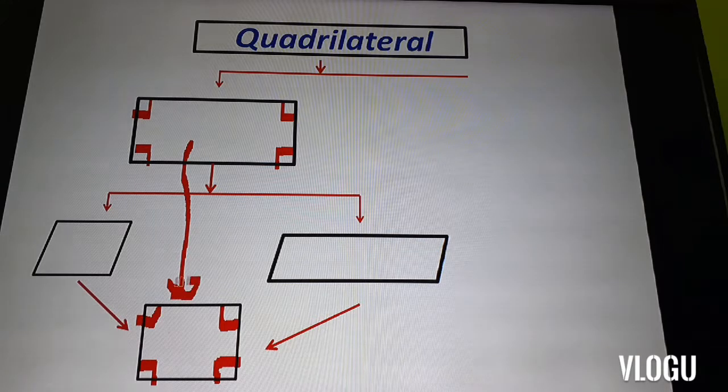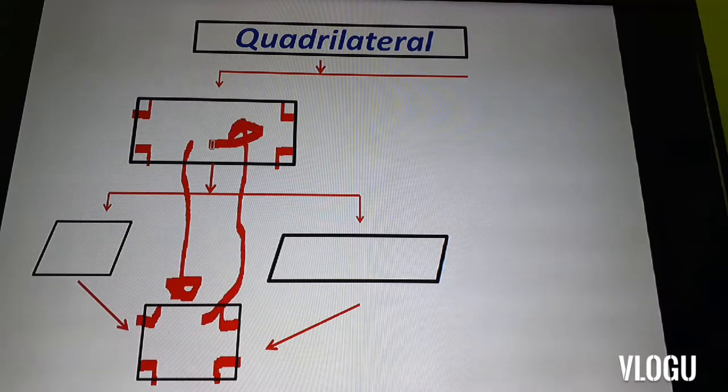Why? In the first place, their angles are exactly equal. This angle measures 90 degrees, this angle measures 90 degrees, this is 90, this is 90, this is 90, this is 90, and this is 90. And therefore, we can say that a rectangle is a square, and a square is a rectangle, vice versa, according to their angle measures.